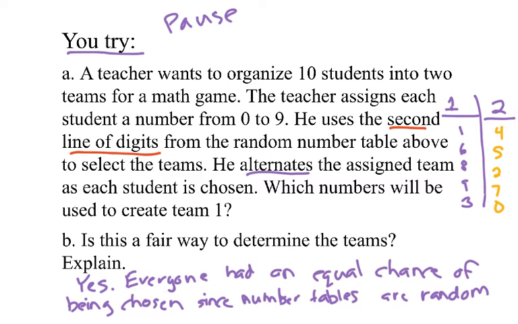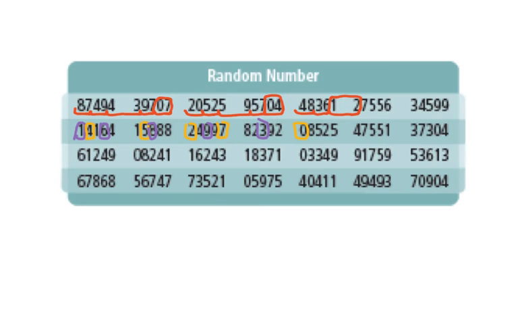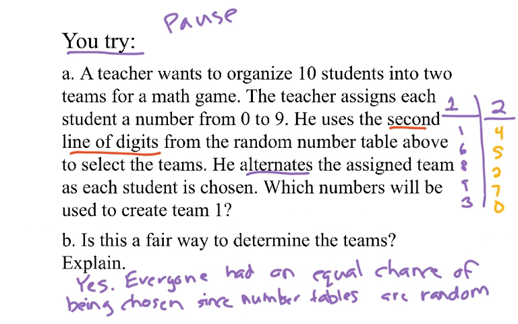All right, so check your answer. Team 1, you should have gotten 16893, and team 2 would have been 45270. Here's the first number is 1, so that goes on team 1. The next number is 4, so that goes on team 2. We can't choose 1 again, so the next person is 6, that goes on 1. Can't choose 4, can't choose 1. 5 goes on team 2, and so forth until everybody gets chosen. And then, is this fair? Yes, because everyone has an equal chance of being chosen, since number tables are random.